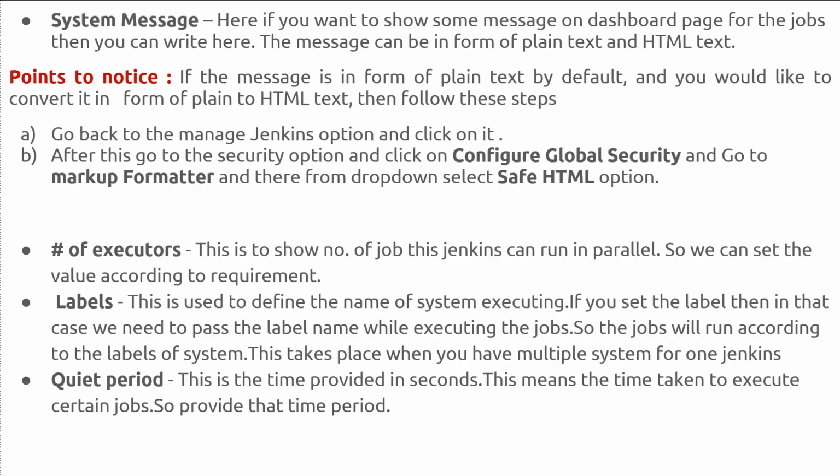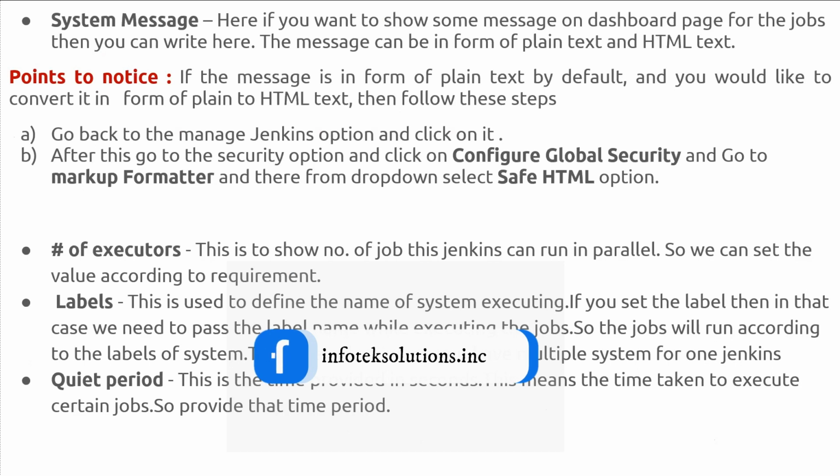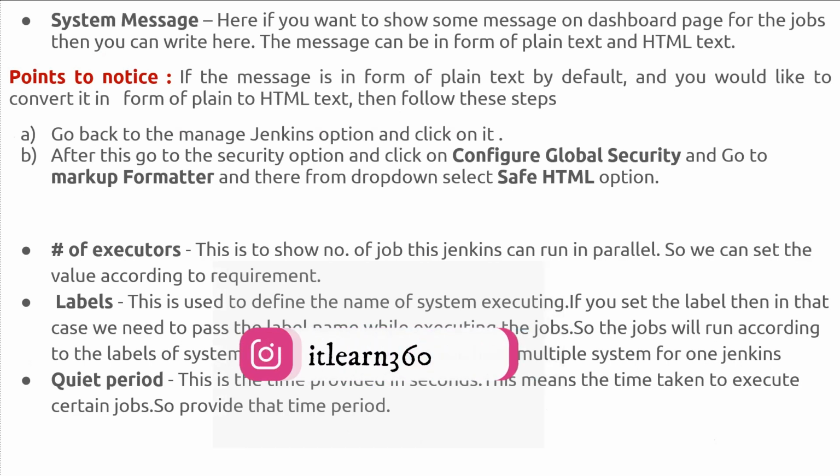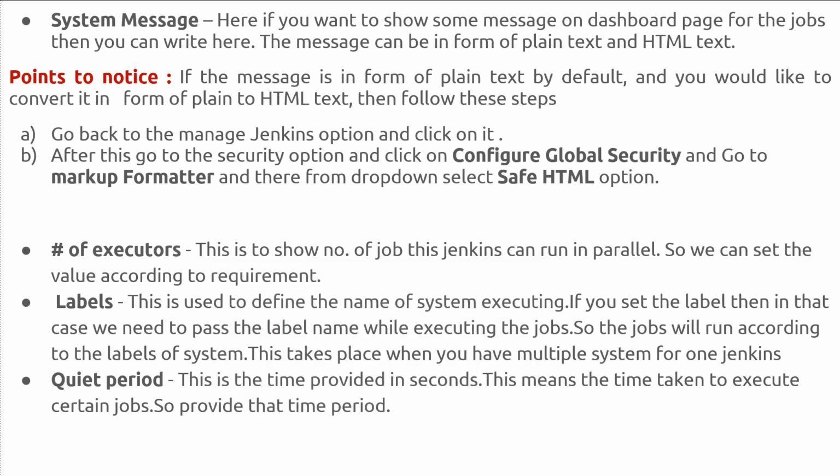Once you are there, we can go through the basic options. Like system message, as I already told, if you want to show some messages on the dashboard for the jobs, then you can write here. The message can be in the form of plain text or HTML text. Now, if the message is in plain text by default and you would like to convert it from plain to HTML, then follow these steps. Go back to the Manage Jenkins options and click on it. After this, go to the security options, click on Configure Global Security, go to the markup format, and from the drop down, select the Safe HTML option.